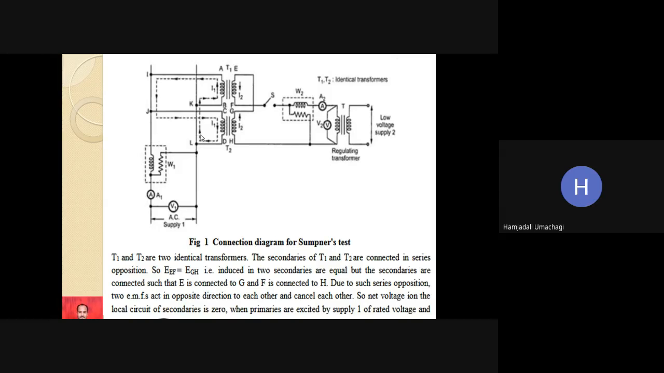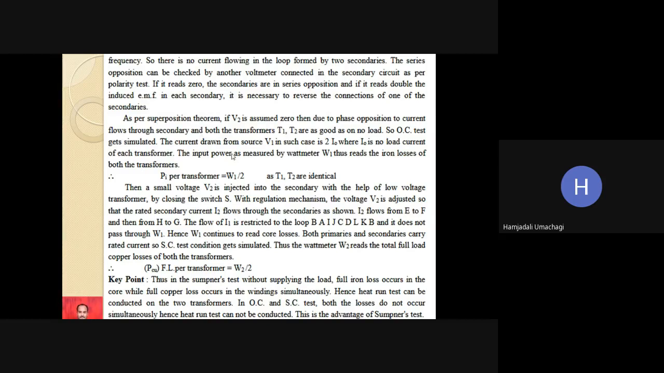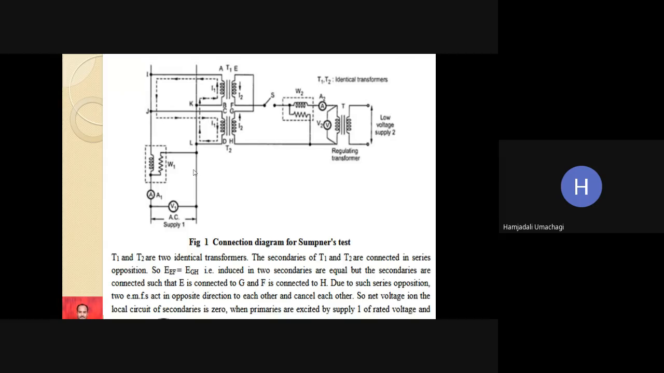Let us see that. So the OC test gets simulated. The current drawn from V1 in each case is 2 times I0, where I0 is the no load current of each transformer. The input power measured by the wattmeter W1 thus reads the iron loss of both the transformers. Now here you can see that for both these two transformers, which are connected in parallel, there is one single wattmeter and one single ammeter. So this ammeter A1 will read the no load current I0 of two transformers, and they are identical. So in this case, A1 reads 2 times I0, 2 times the no load current.